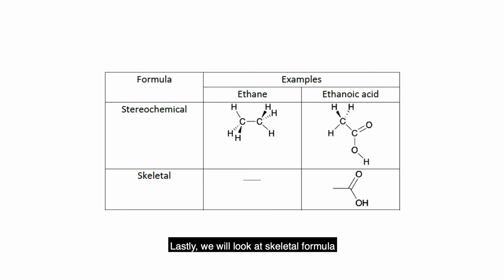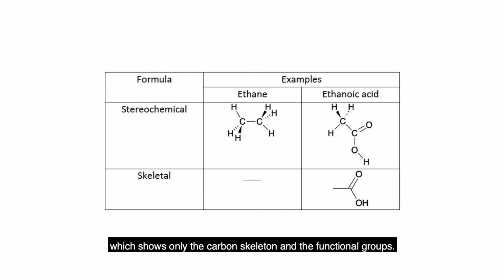Lastly, we'll look at skeletal formula, which shows only the carbon skeleton and the functional groups. Each vertex of the skeleton represents one carbon and the hydrogen atoms are omitted.